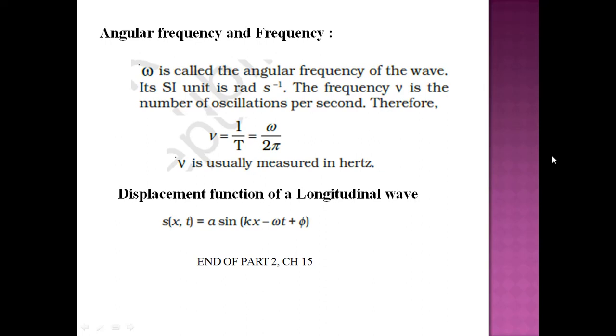Next, what is the displacement function of a longitudinal wave? You know very well, in a longitudinal wave, the particles of the medium vibrate parallel to the direction of propagation of the wave. So there will not be a y-axis representation there. So the displacement function will be given by s(x,t). It is a function of x and t, and it is equal to A sin(kx minus omega t plus phi).